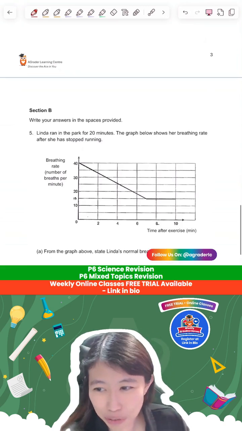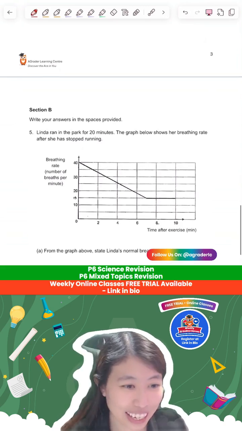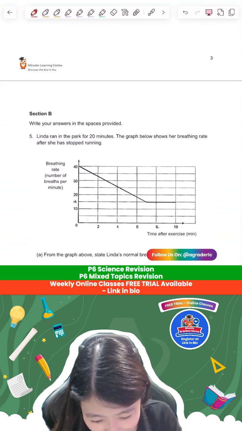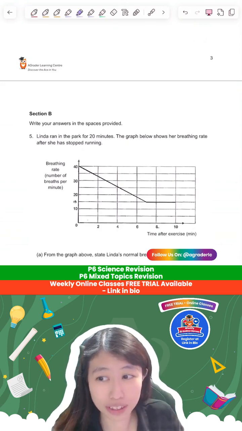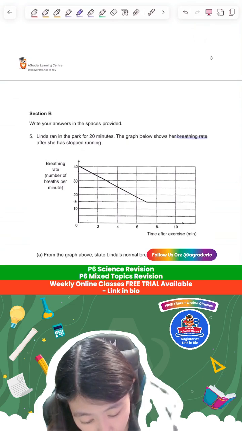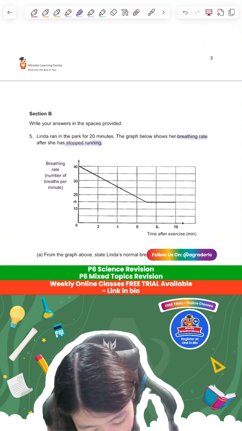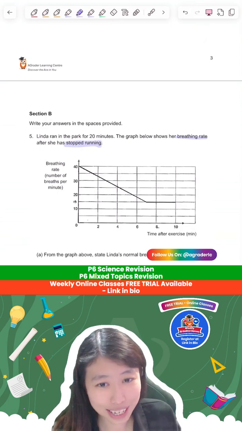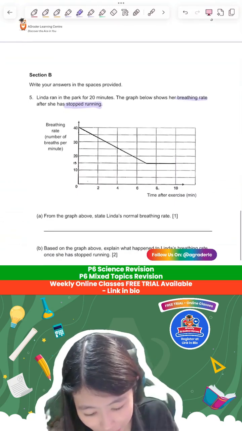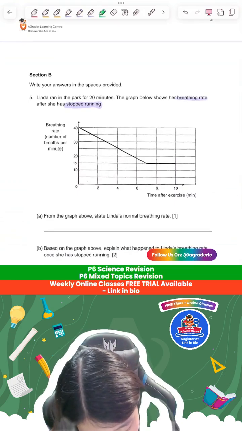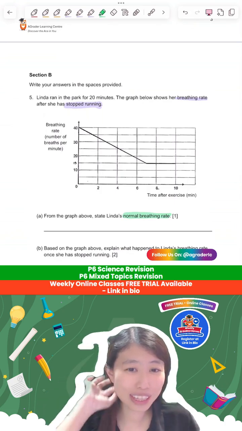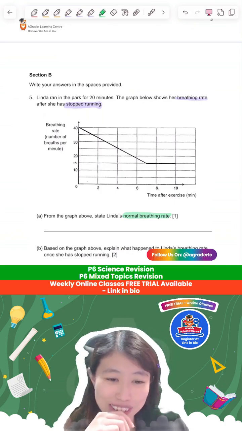Okay, let's look at question 5 over here. It says that Linda ran in the park for 20 minutes and the graph shows her breathing rate after she stopped running. The question is asking us for A. Let me scroll up a little. From the graph above, state Linda's normal breathing rate. This one is quite easy. What do you think it is? I see some of you sending in the answers already.